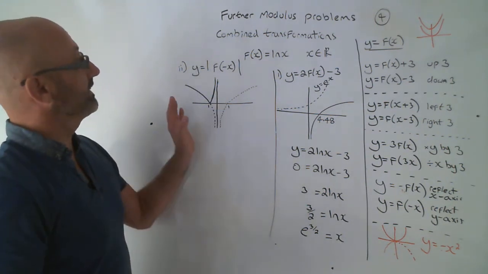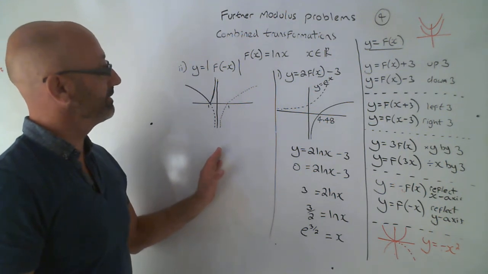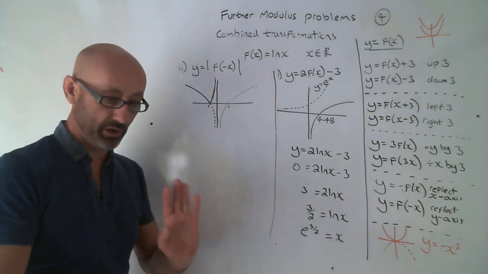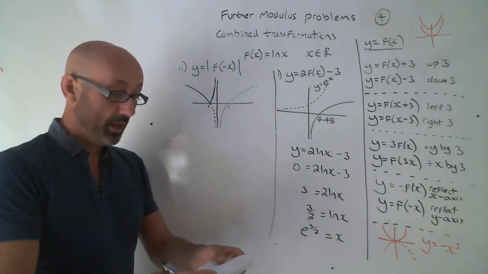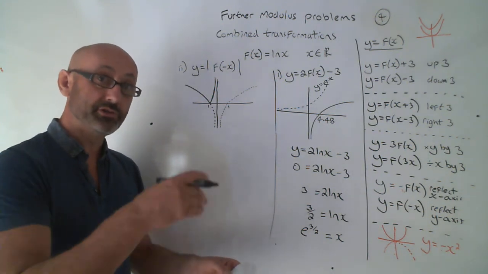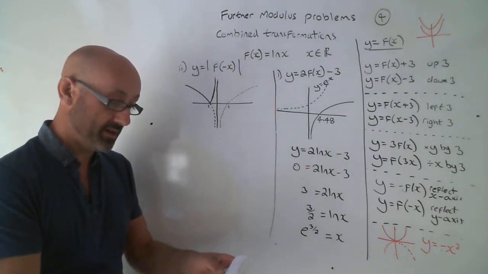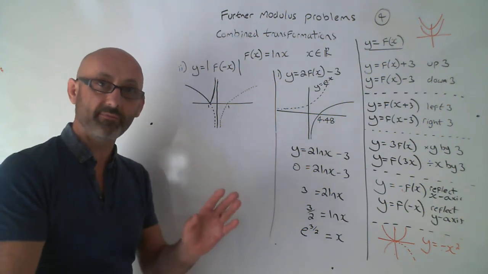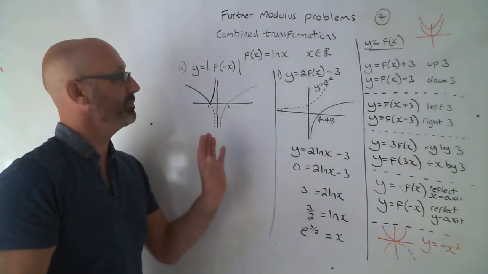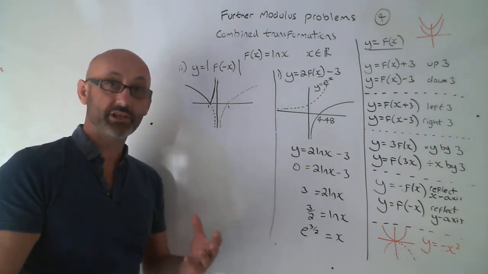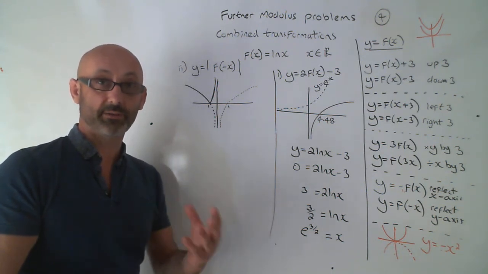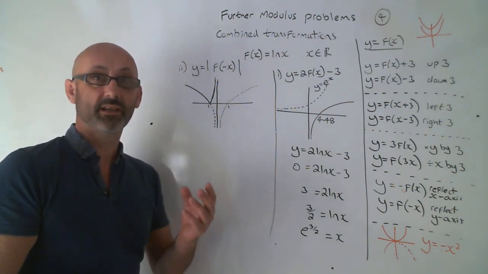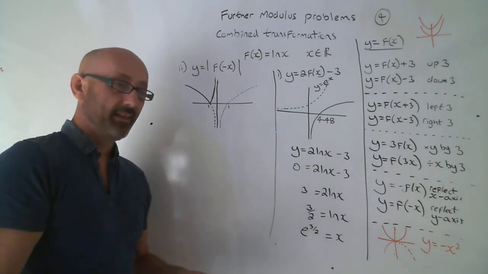So that's pretty much it, really. Combined transformations, you've got a lot of work to do. You should now be able to access exercise 2F, and I think you can now have a pretty good crack at finishing the rest of the chapter, including the mixed exercise.